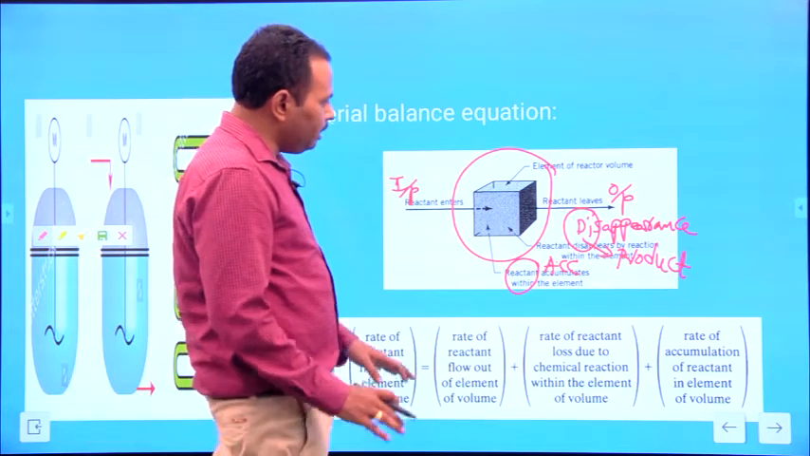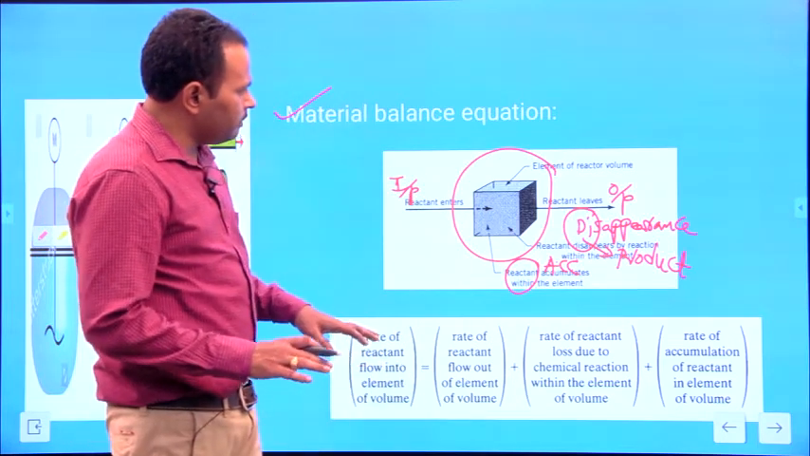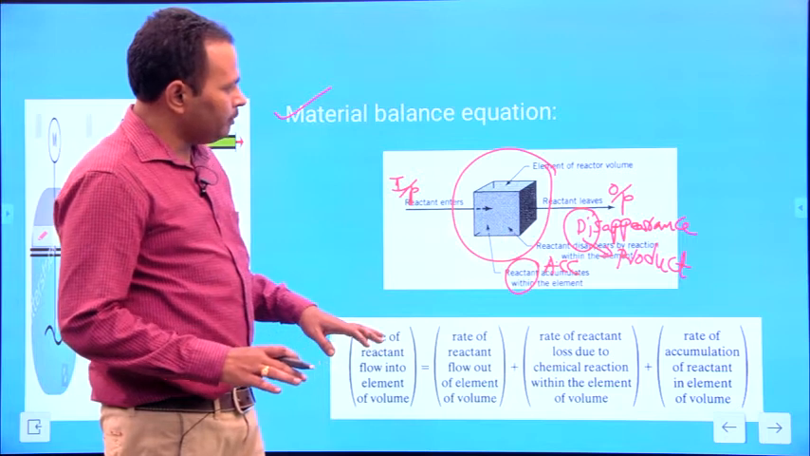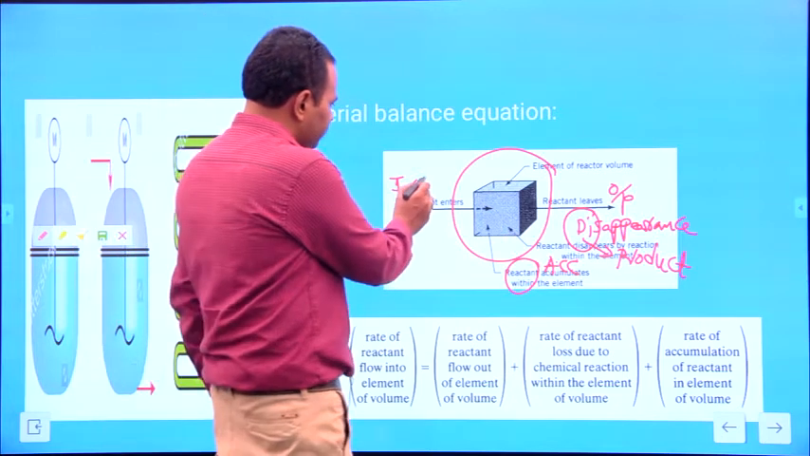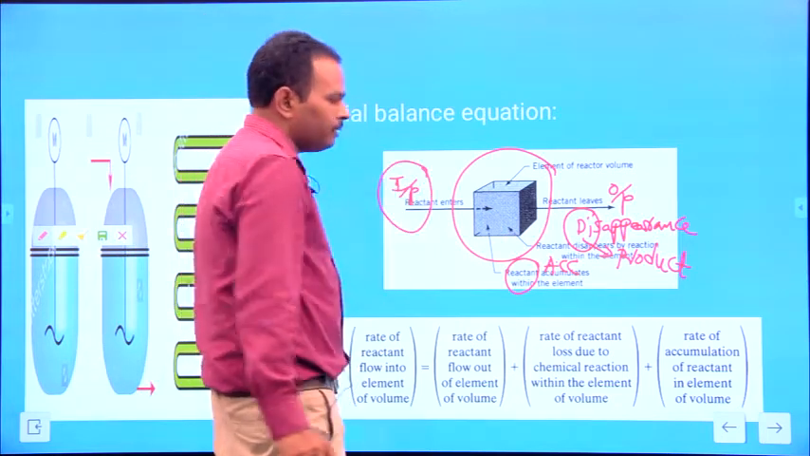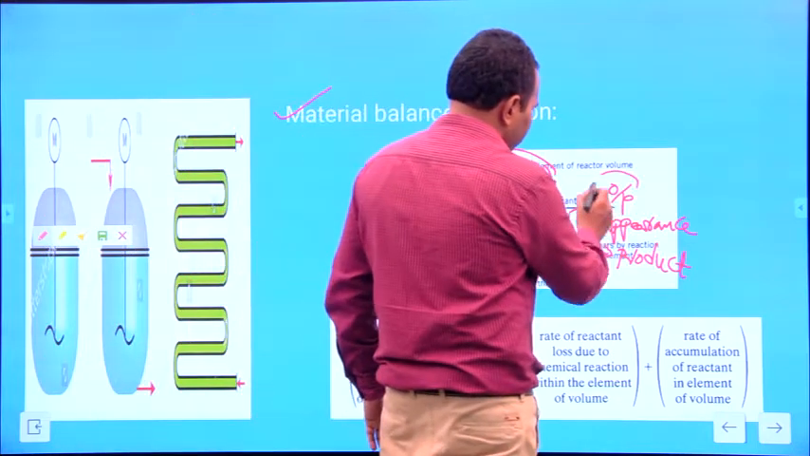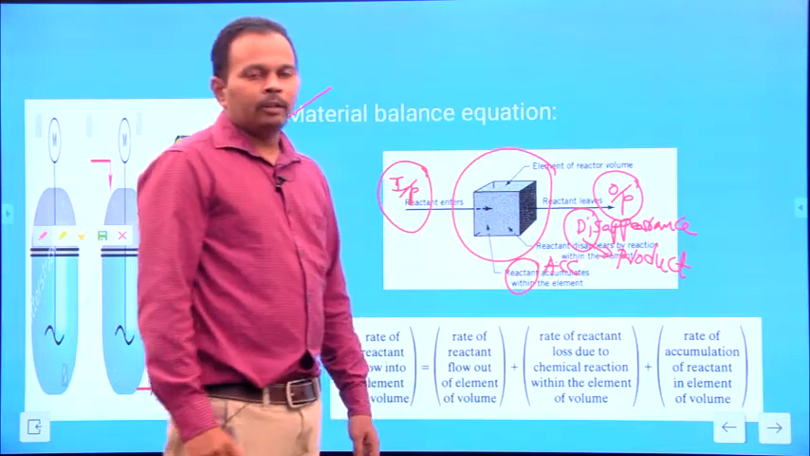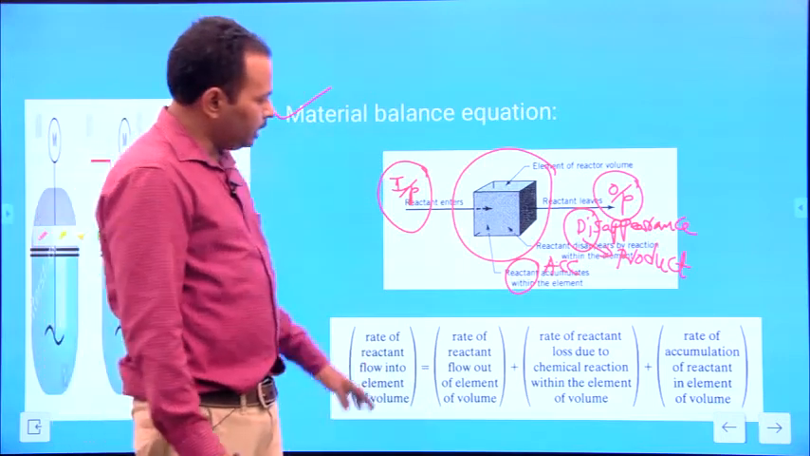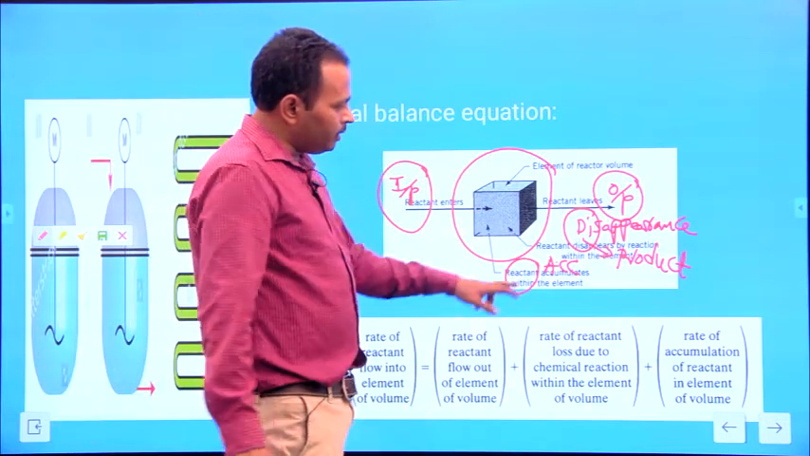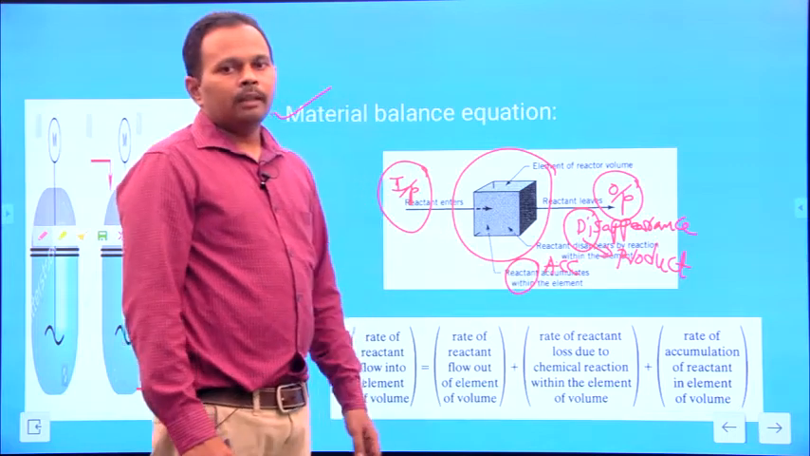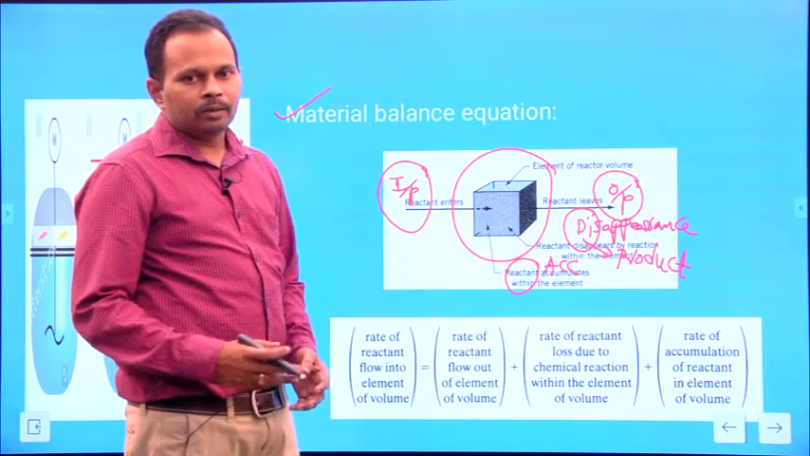So how many terms exist within the cubical element of the volume? We have the input, the rate at which reactant enters into the reactor, and the rate at which reactant leaves out of the reactor. Then the rate of accumulation of the reactant within the reactor, that is the accumulation term, and the rate of disappearance of the reactant due to the chemical reaction, as the reactant converts to the product.